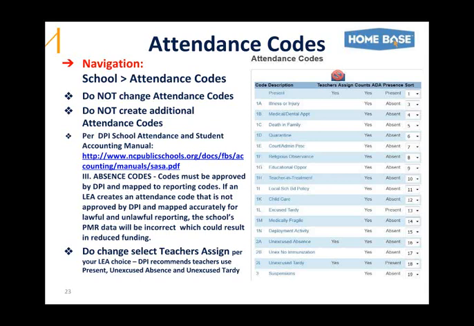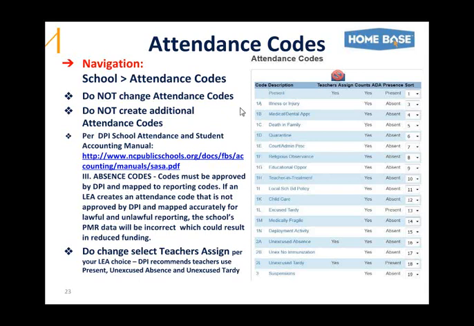Attendance codes themselves. So I just said this is for your viewing pleasure, and we don't want you to change them. We don't want you to add any additional ones. So these have been pushed down to you. It should tell you in this particular column whether it's going to be counted in our ADA calculations. The next column over will tell you whether it is a present type code or an absent type code. And the actual code itself is the first column, and then the description for that code.